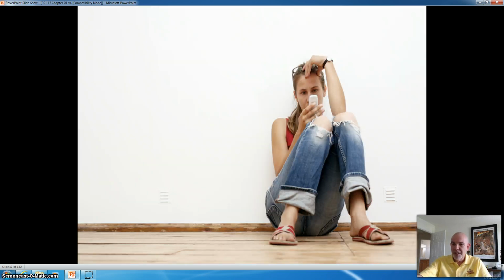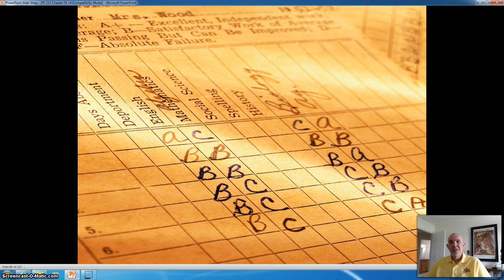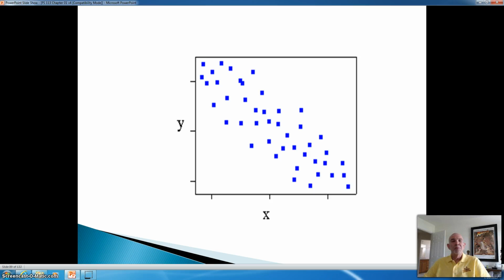Now, here's another example. Do you suppose there's a relationship between hours spent on social media a week and your grades? I think many of you would now say, yeah, there's probably something to that. I know based on my own experience. Well, as in the previous example, I could take two measurements on each person in class, the number of hours you spend on social media, and your current GPA.